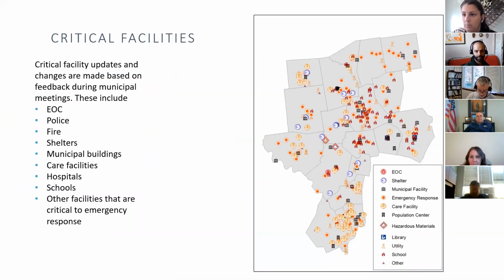Tables of critical facilities were updated during the municipal meetings, or will continue to be updated during the municipal meetings. The critical facilities include emergency operations centers, emergency response facilities, emergency shelters, other critical municipal buildings like the town hall or other facilities that are critical for continued operations, and then areas that have particular risks or populations at risk. So that might be care facilities, facilities that have populations with mobility challenges, or just high population centers, if those exist.